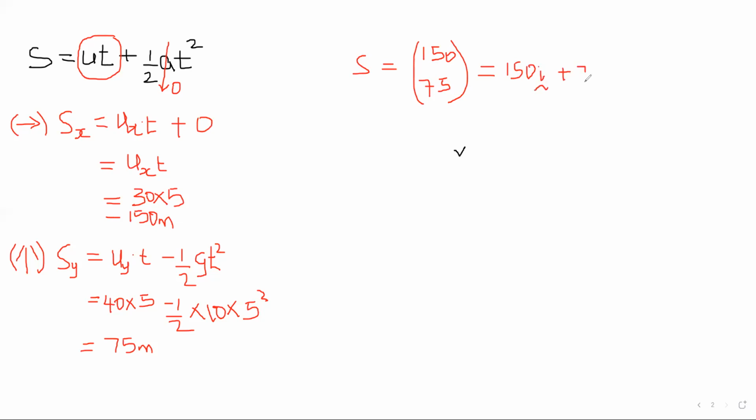Plus 75j. That's the position of the particle after five seconds. Okay? And he told you that you can get your distance here by getting the magnitude of this displacement. So we combine both the horizontal displacement and the vertical displacement to come up with a position of the particle after five seconds. The same thing is applied to the velocity. I hope this helps.